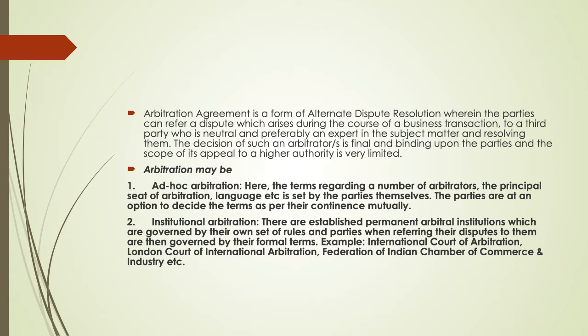Arbitration may be ad hoc arbitration or institutional arbitration. In ad hoc arbitration, the terms regarding the number of arbitrators, the principal seat of arbitration, language, etc. are set by the parties themselves, and the parties are at liberty to decide the terms mutually as per their convenience. In institutional arbitration, there are established permanent arbitral institutions which are governed by their own set of rules, and parties referring disputes to them are then governed by their formal terms. Examples: International Court of Arbitration, London Court of International Arbitration, Federation of Indian Chamber of Commerce and Industry.